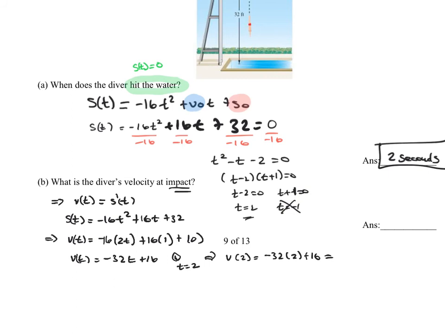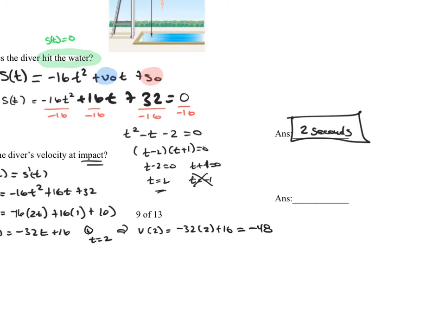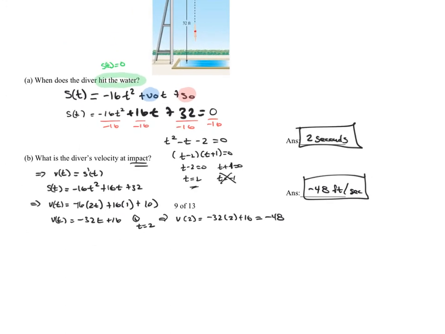Plug that into your calculator. I'm getting negative 48. And then remember, this is velocity. Velocity is measured in this case in feet per second. So when the diver hit the water, they were traveling at a rate of negative 48 feet per second.